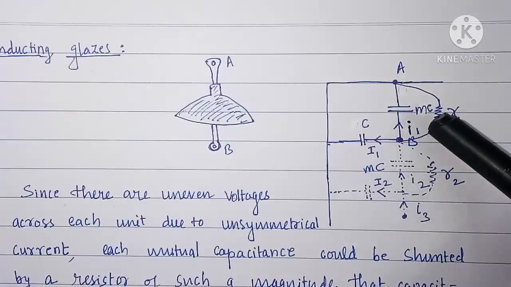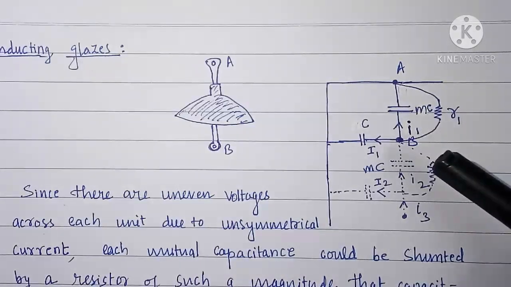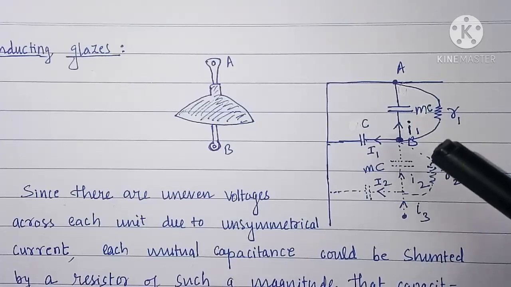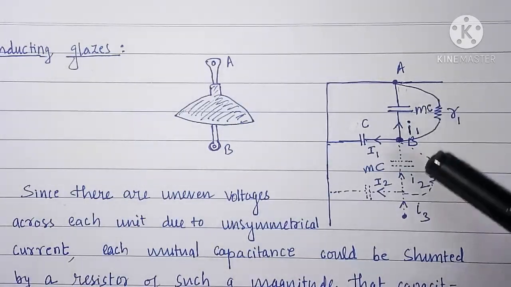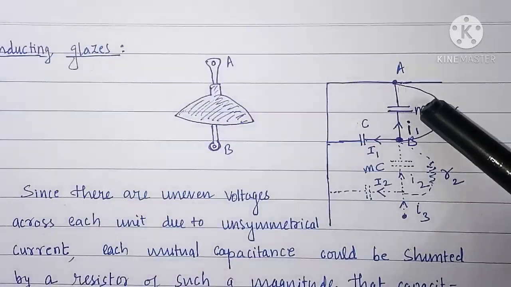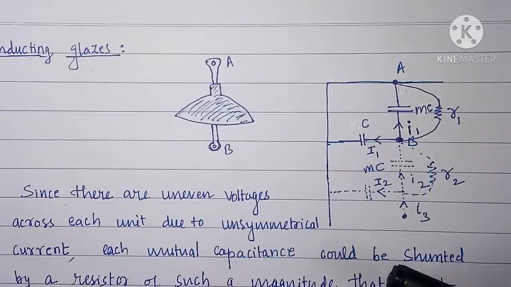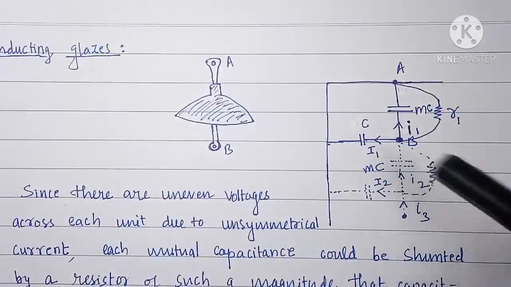We know that the currents flowing through all these mutual capacitances here are not equal. Because of unequal currents flowing through each unit, the voltage across each unit will also not be equal. That is, uneven distribution of the voltage occurs. So to make these voltages equal across each unit, we have to make the currents flowing through each unit equal.